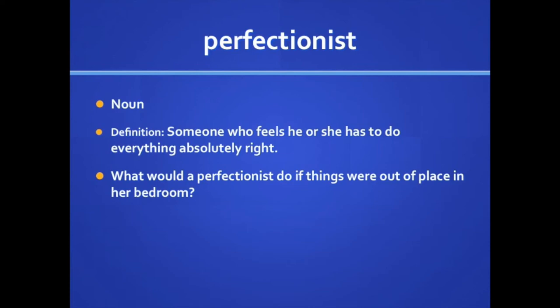If I were going to use the word perfectionist in a sentence, I might say, the pianist was a perfectionist when she played the piano, because she wanted to go over and over each song until she got it just right. Think about this question. What would a perfectionist do if things were out of place in her bedroom? Write your idea down on your vocab sheet.